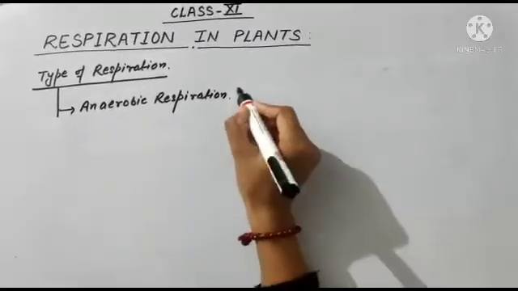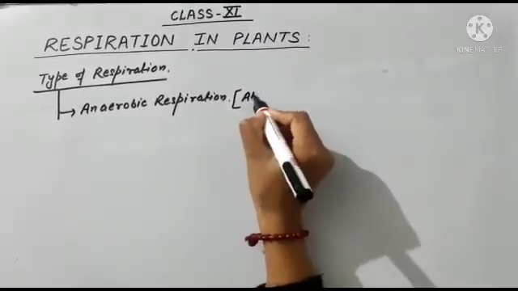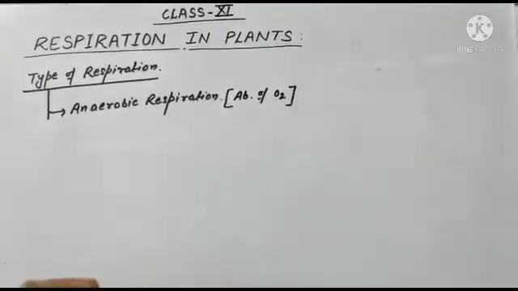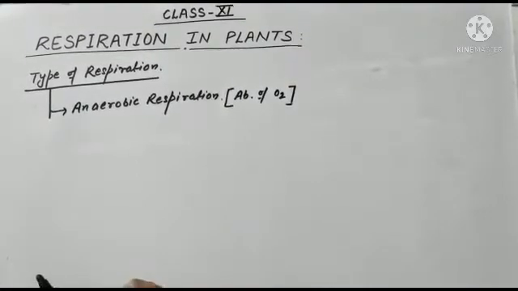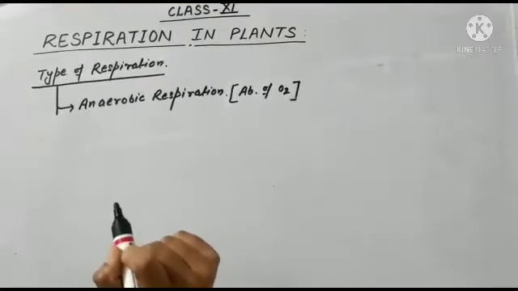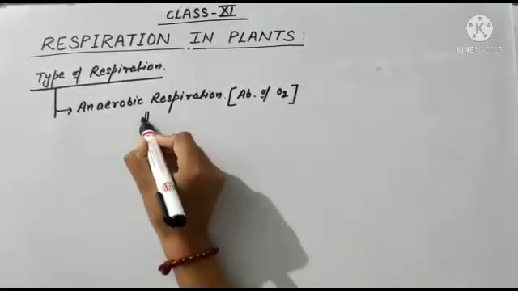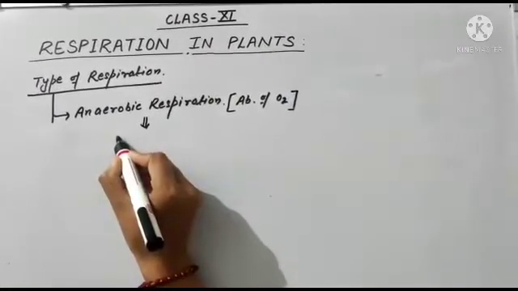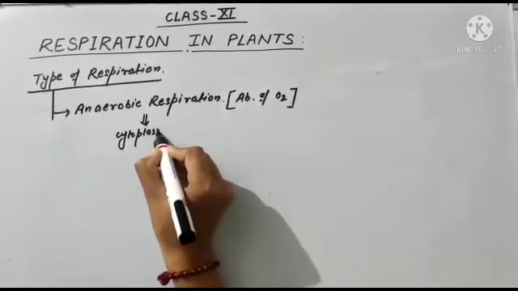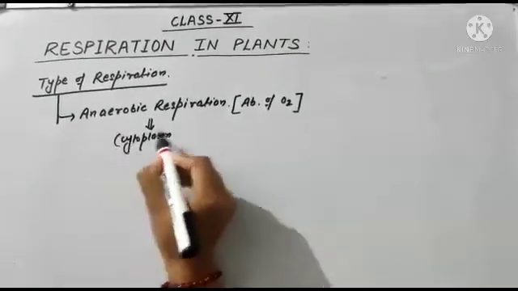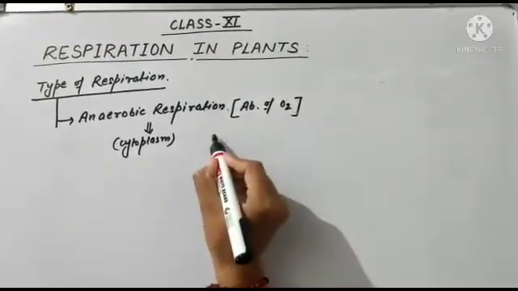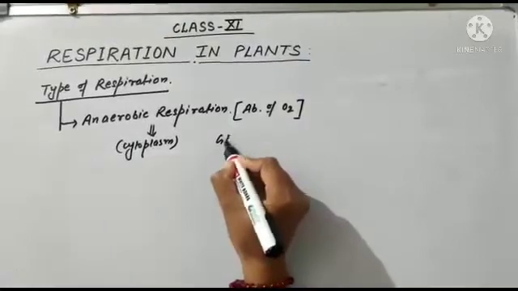Anaerobic respiration generally occurs in the absence of oxygen, which means for the breakdown of any respiratory substrate there is no need of oxygen. Anaerobic respiration occurs in the cytoplasm of the cells. So this is the site of anaerobic respiration. Suppose we have glucose as the substrate here.